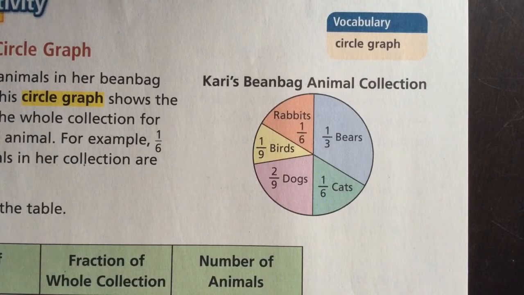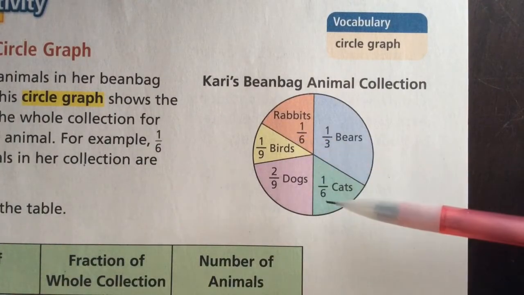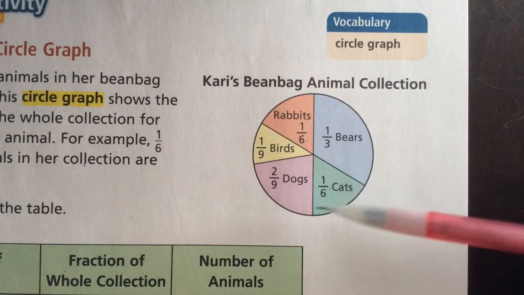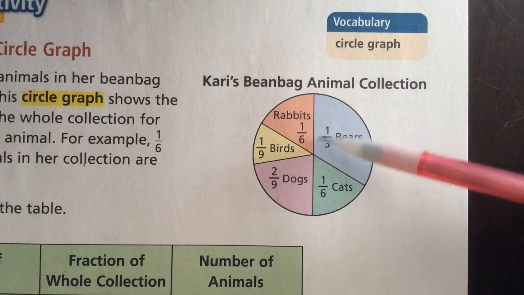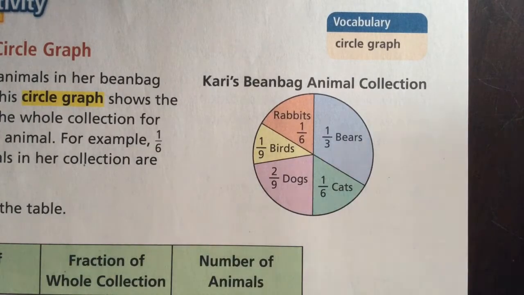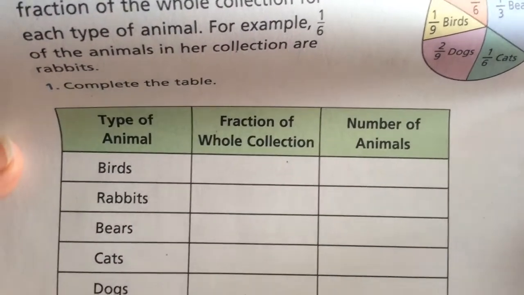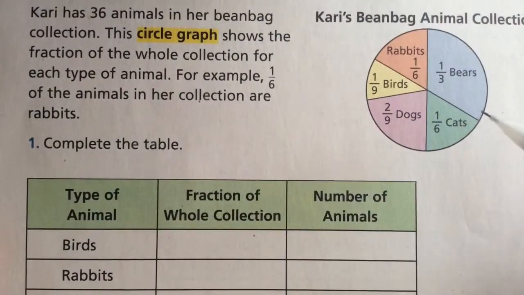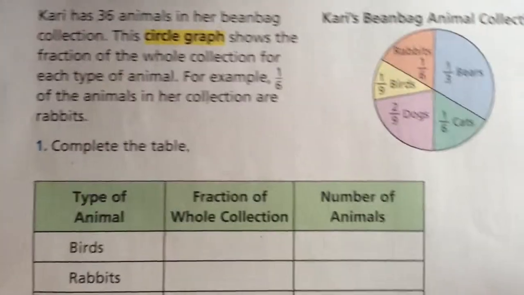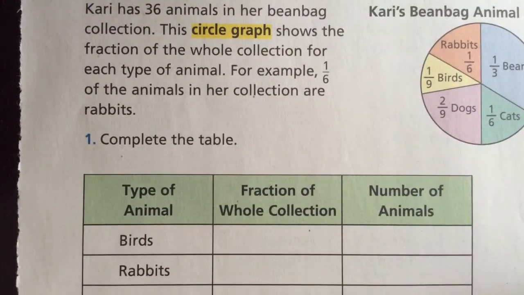This is basically doing the same thing that we just did, trying to figure out how many stuffed animals or beanbag animals each one of these actually is. So instead of saying 1/3, we want to say that's 4 animals or 5 animals or 10 animals, depending on what we find. So we're going to go through that by completing the table that you see here below. So we'll need both the circle graph and then the table at the bottom.